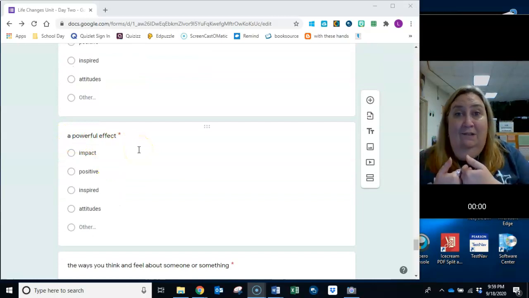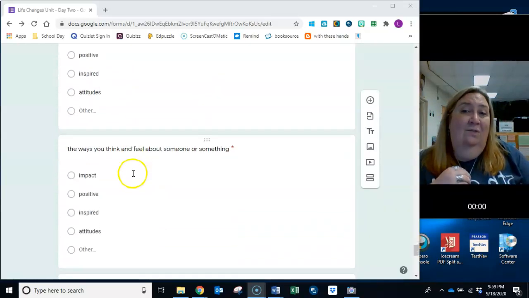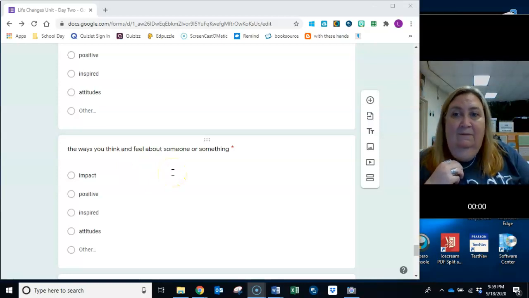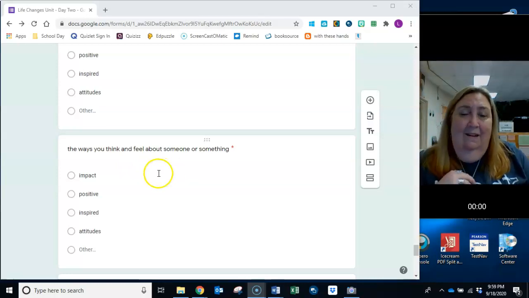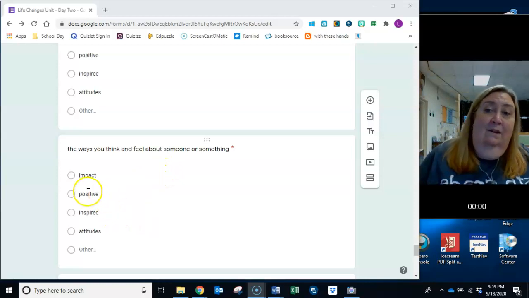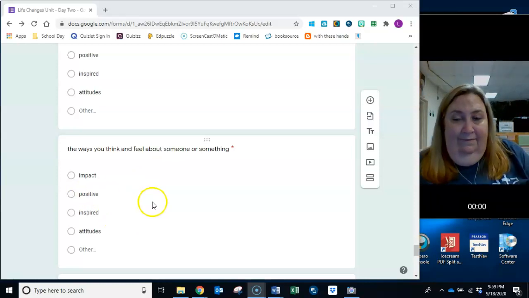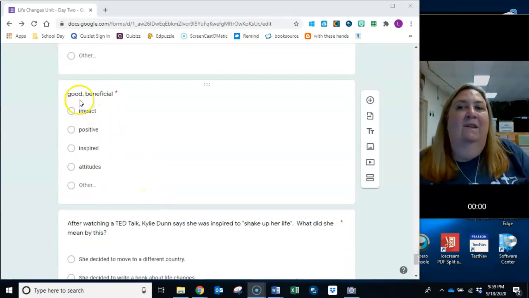Those two cars crashing into each other is not a good effect, but it's a powerful one. The ways you think and feel about someone or something, the way I feel about my alarm clock when it goes off at 5 o'clock in the morning. It's not always positive, I'll tell you that. If something is good or something is beneficial.